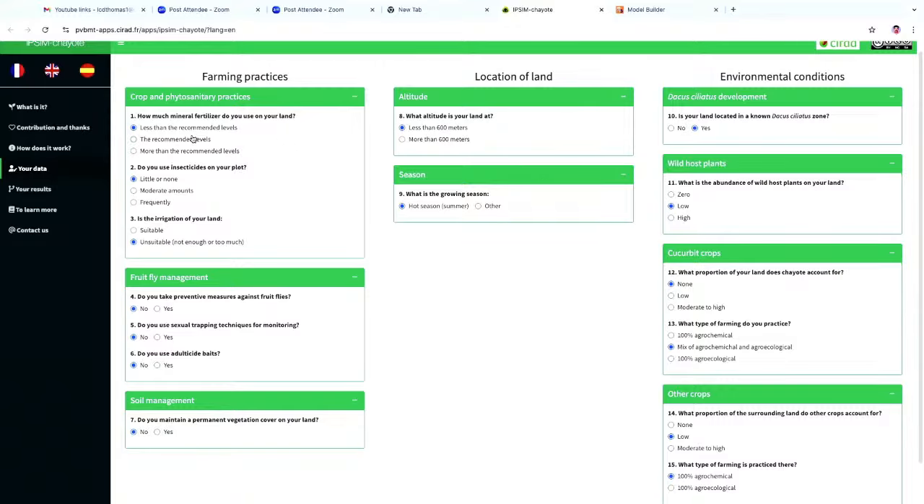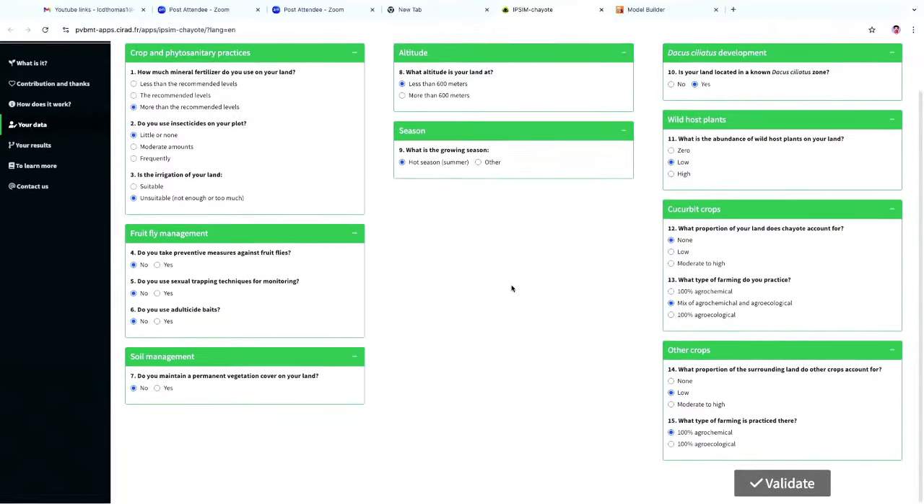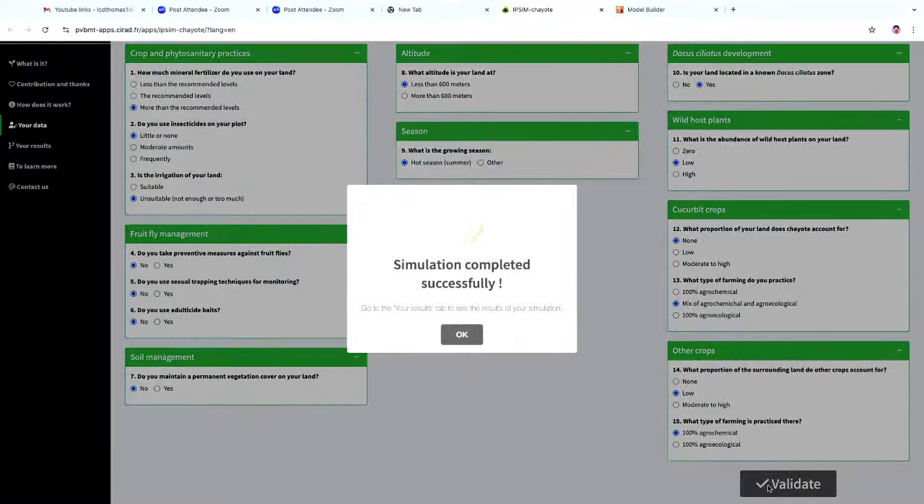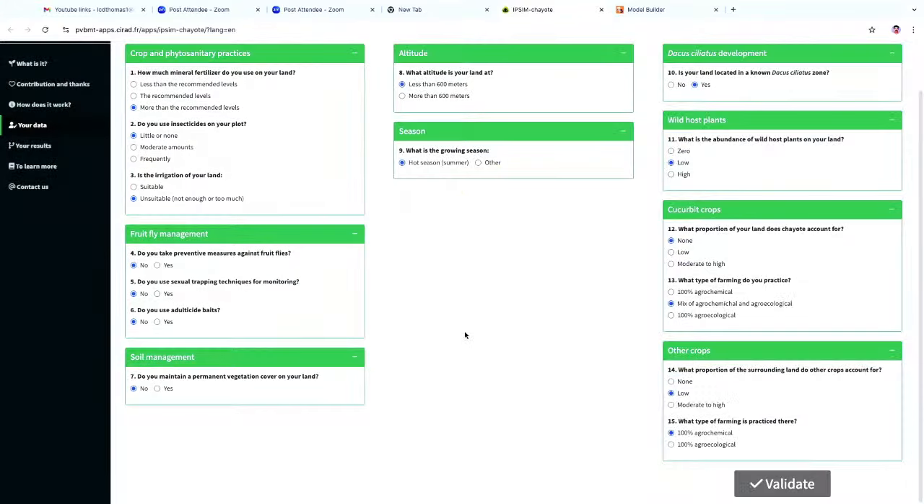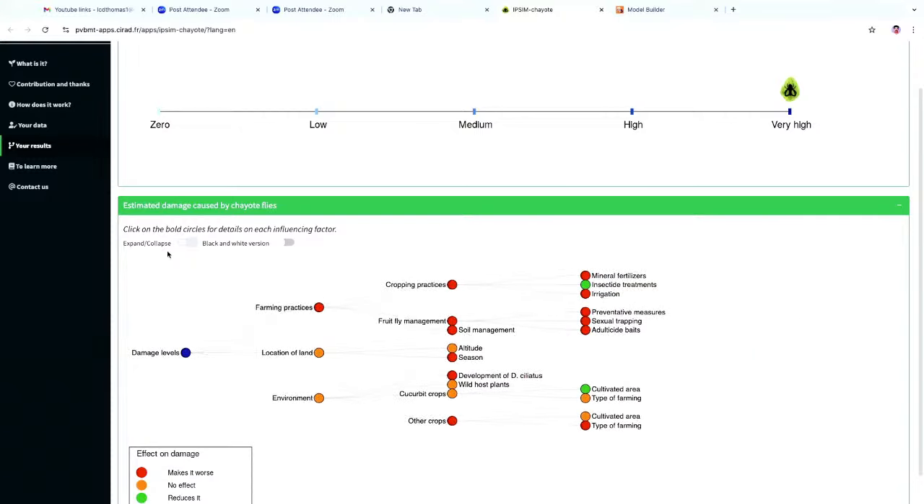Here I randomly selected some decisions. We can select one together. For instance, how much mineral fertilizer do you use on your land? Less than the recommended level, the recommended level, or more than the recommended level? Which one would you like to input? More? Okay. Don't think about the environment. So you can see we can answer each of the questions. Once you have answered all these questions, you can validate your input data, and you make your first simulation.